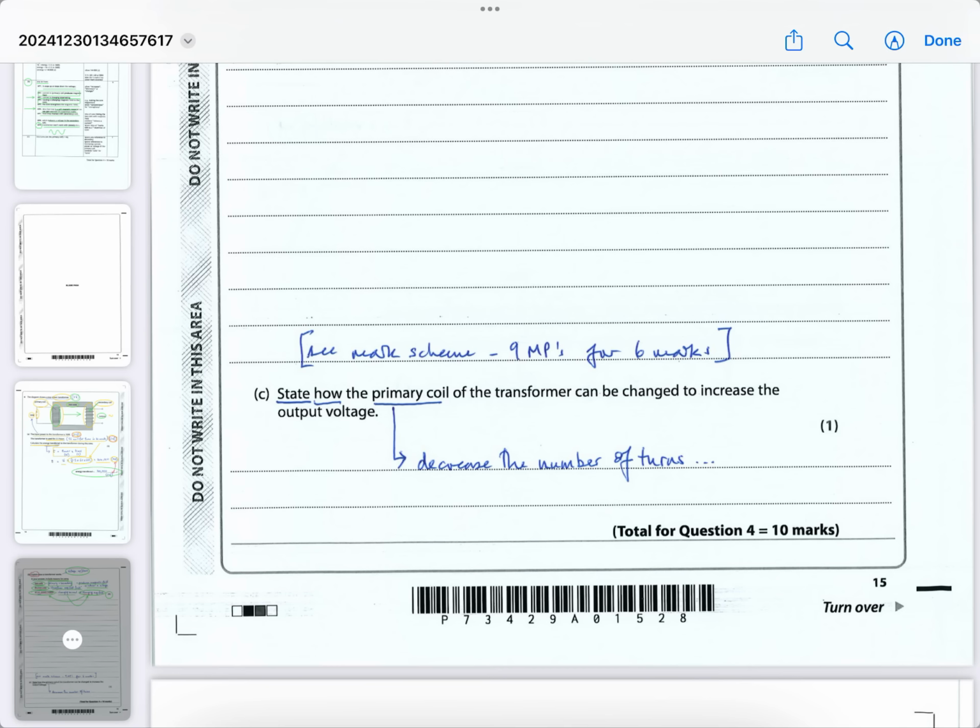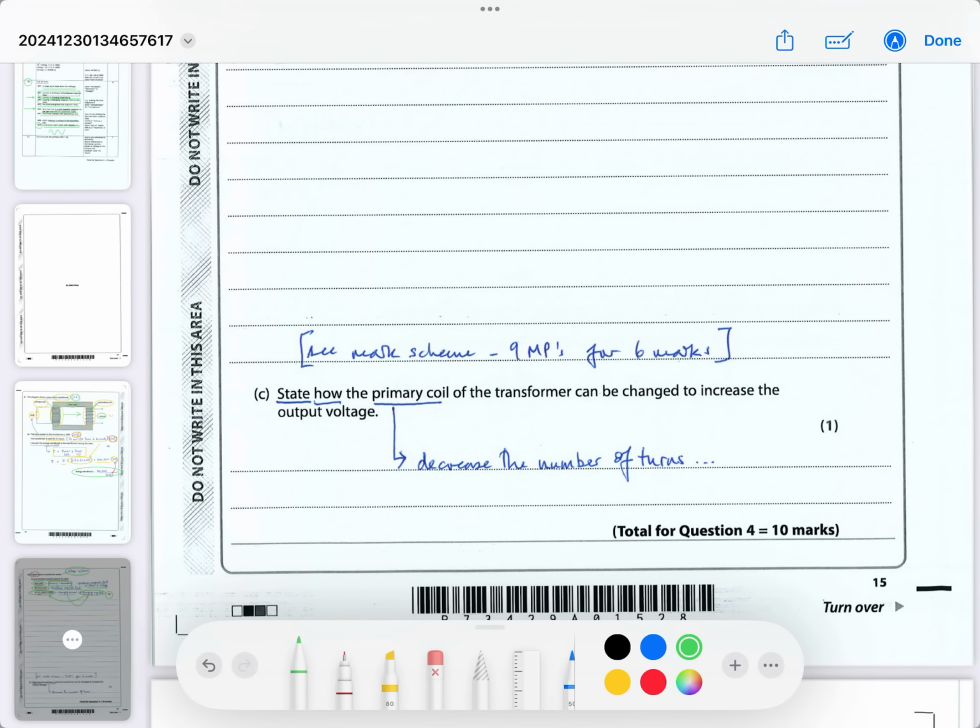So you want to increase the output voltage, that's in the secondary coil. If you want that to change, what can you do about the primary coil? How can you change the primary coil? Well, the only way you can do that is by decreasing the number of turns in the primary coil. So you need to really say, decrease the number of turns in the primary coil. So that's what they want you to change. Okay? There is no other way of doing it.